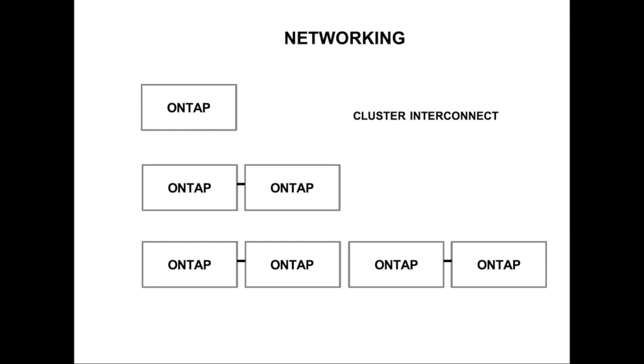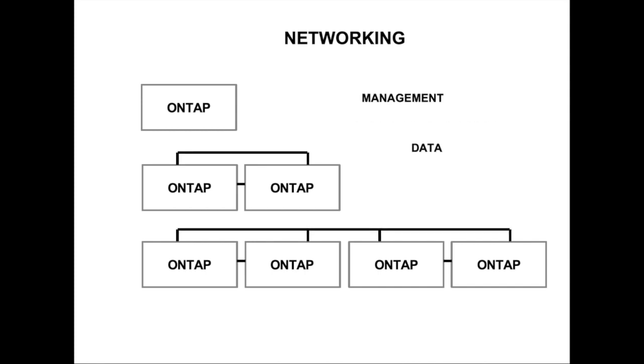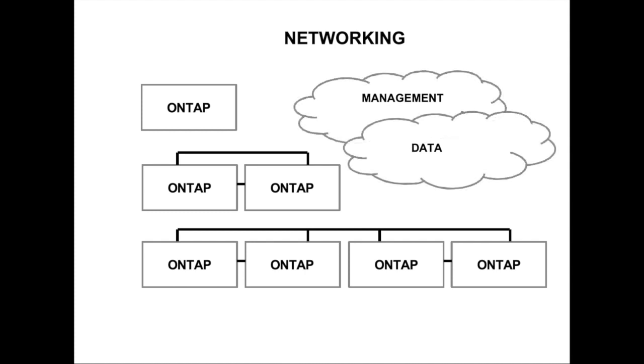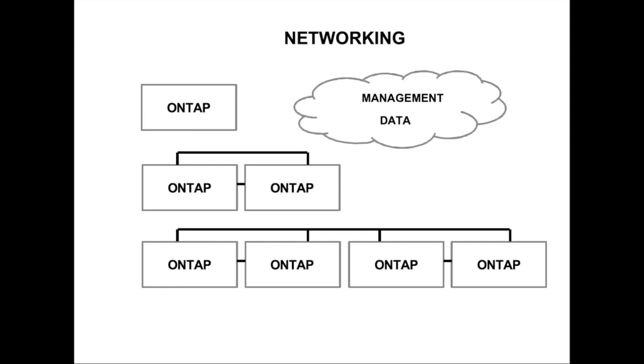Networking. All nodes in the cluster are connected by a cluster interconnect network. A single node needs no cluster interconnect. The cluster interconnect is for cluster configuration data and cluster heartbeat and more. Cluster management is done via the cluster management network. The data network is for clients that want to store data. A cluster management network and data network can be one single physical network. The cluster interconnect is always a separate and private network.